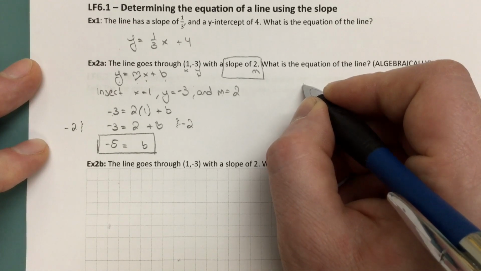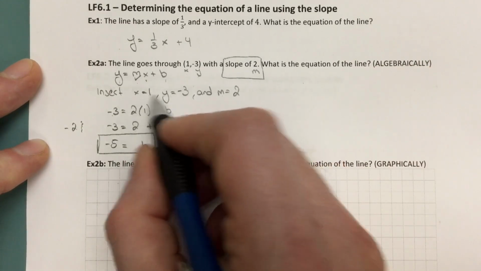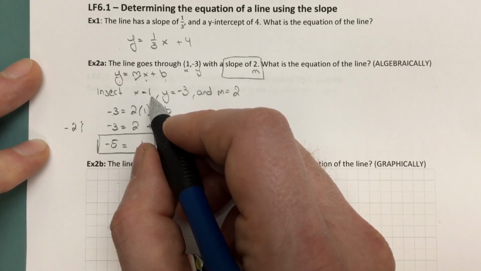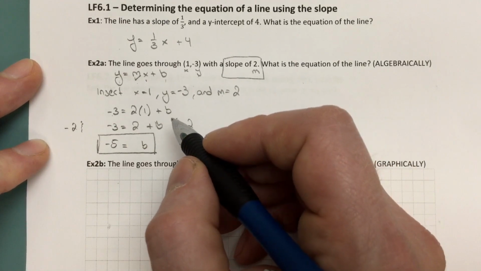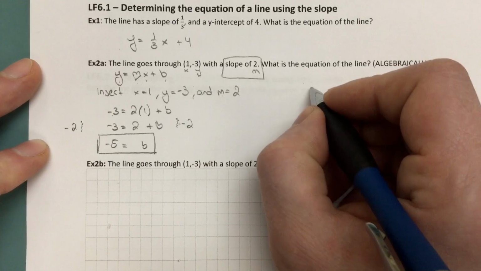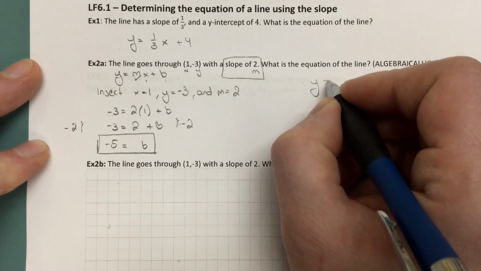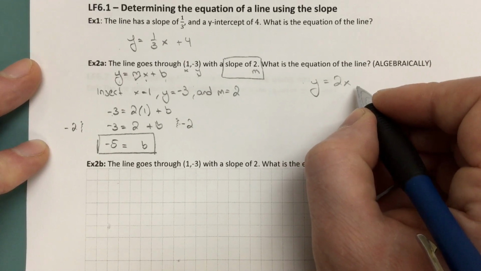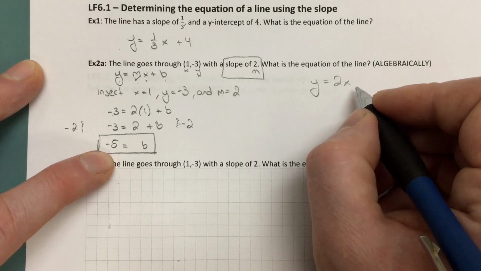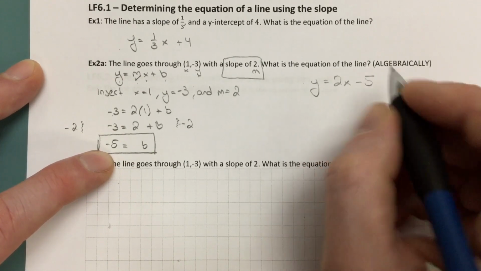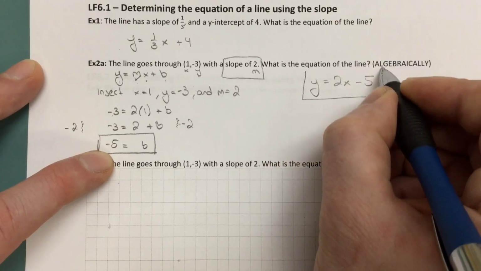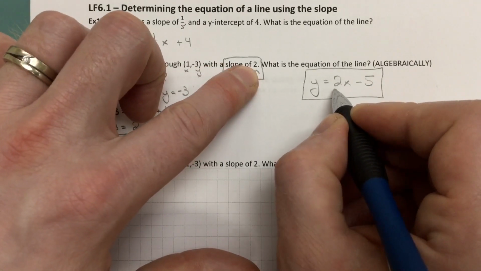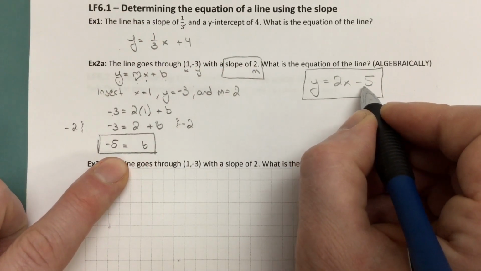But remember, your equation does not need to have the x and the y values in there. It needs to have them as variables, so that you can use them for different x and different y values. So your equation is going to be y is equal to mx, which is 2x, plus b, but the b value is negative 5, so minus 5. There is my equation: y is equal to mx plus b.